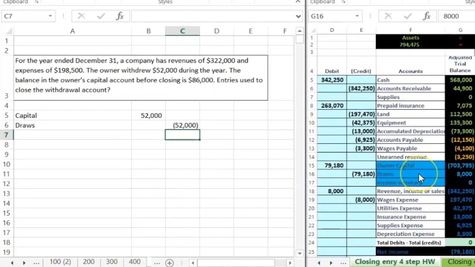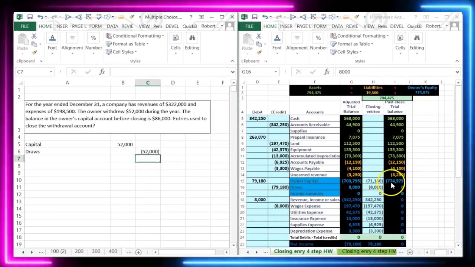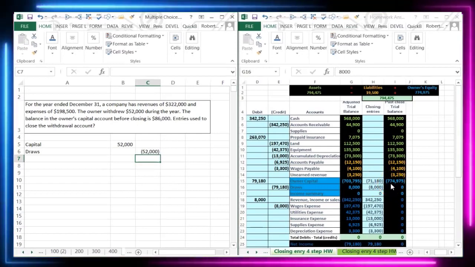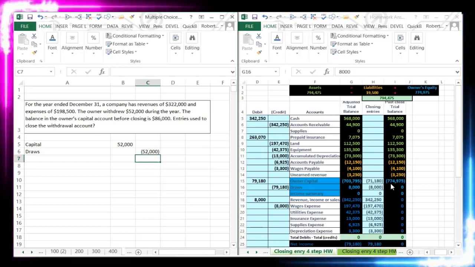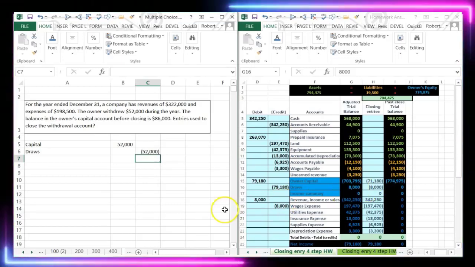And what will that do? Well, it would close out draws, and it would reduce the capital account. Why? Because the capital account has a credit balance, that's what's represented to owe to the owner. And if the owner took it out, then it's no longer owed. It's going to reduce the capital account.